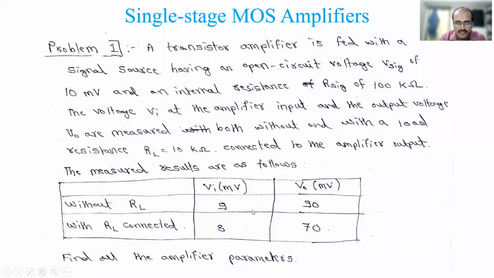V naught is 90 millivolt and Vi is 9 millivolt. Since everything is given in millivolt, I am not writing 10 to the power minus 3 every time; I will just write 90 by 9. When I discuss the case with RL connected, I will use the values 70 and 8. Wherever I have to use V signal, it is 10 millivolt. So see here, V signal is 10 millivolt, R signal is 100 kilo ohm and RL is 10 kilo ohm. Remember some of these values so that I can use them.